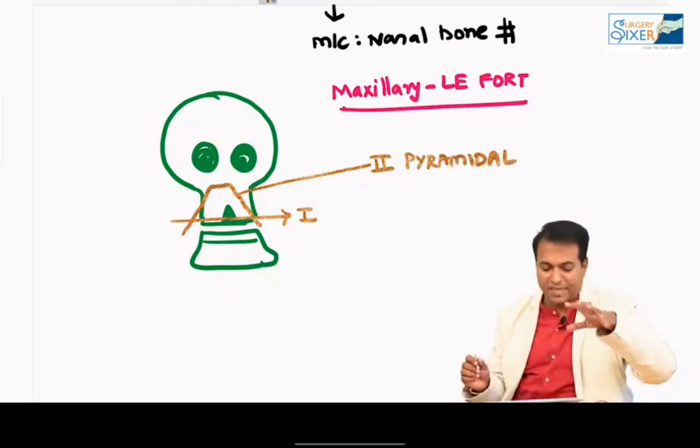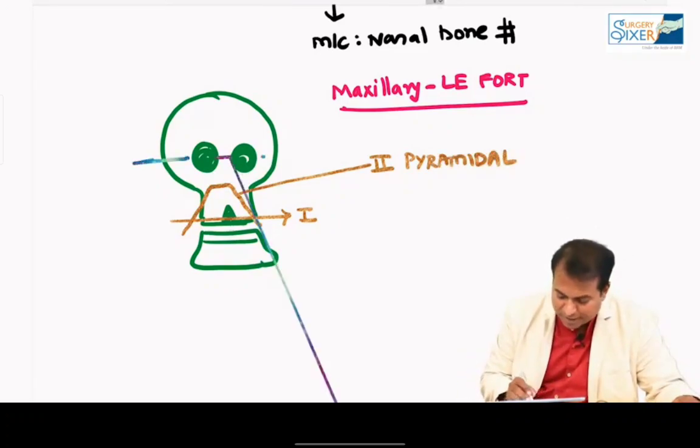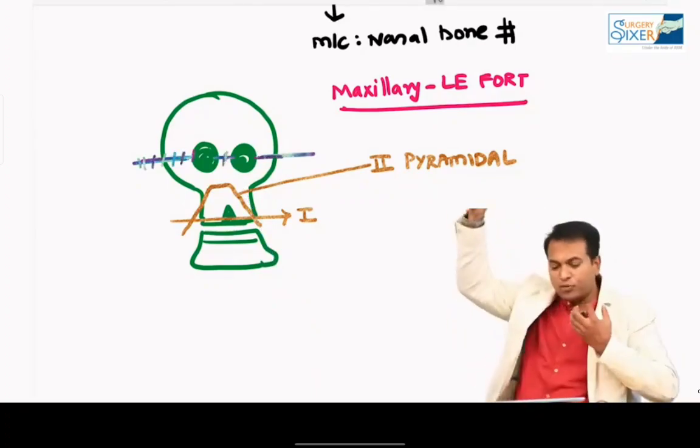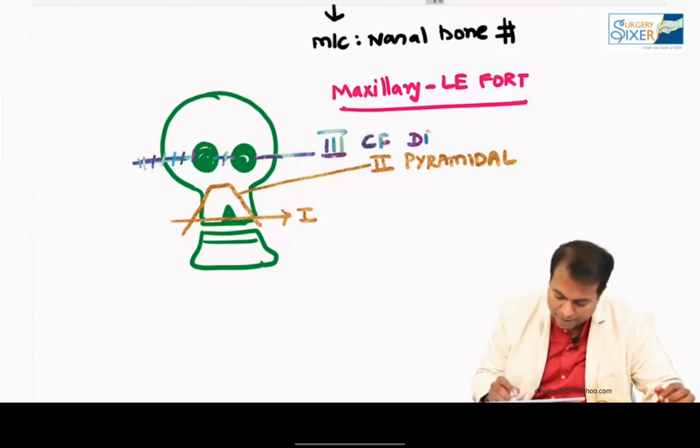Le Fort 4, which injury is pyramid shaped? And Le Fort 4 is this. So 3 is this. So what is Le Fort 3? The 3 is going along the base of skull like this. In this, the cranium is disconnected from the face. Craniofacial dislocation happens in type 3.